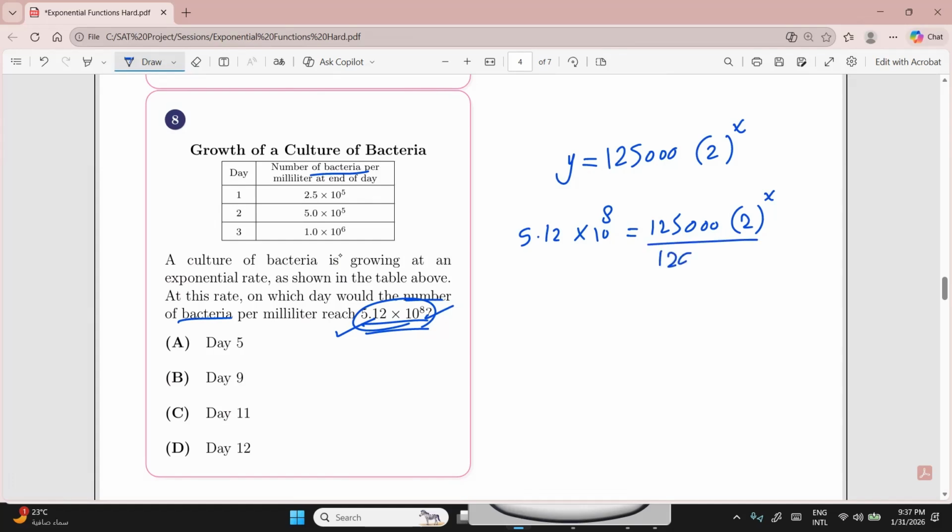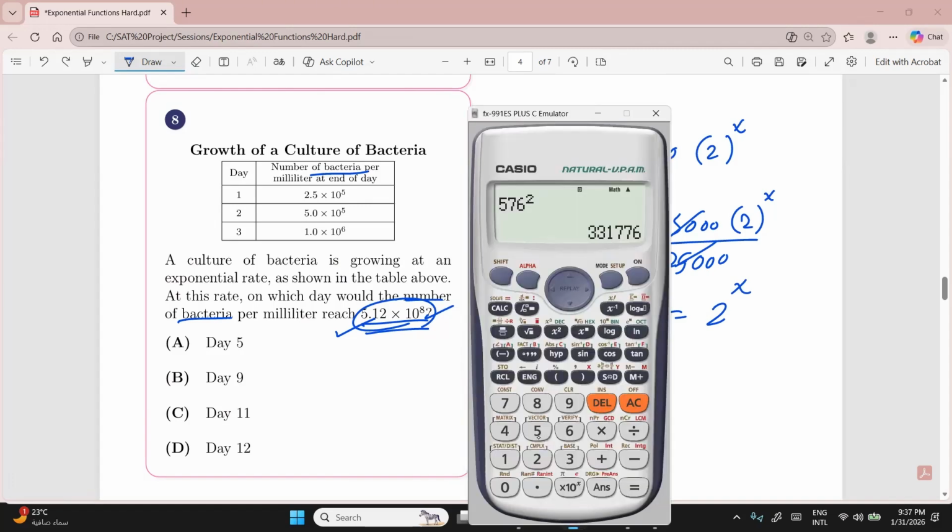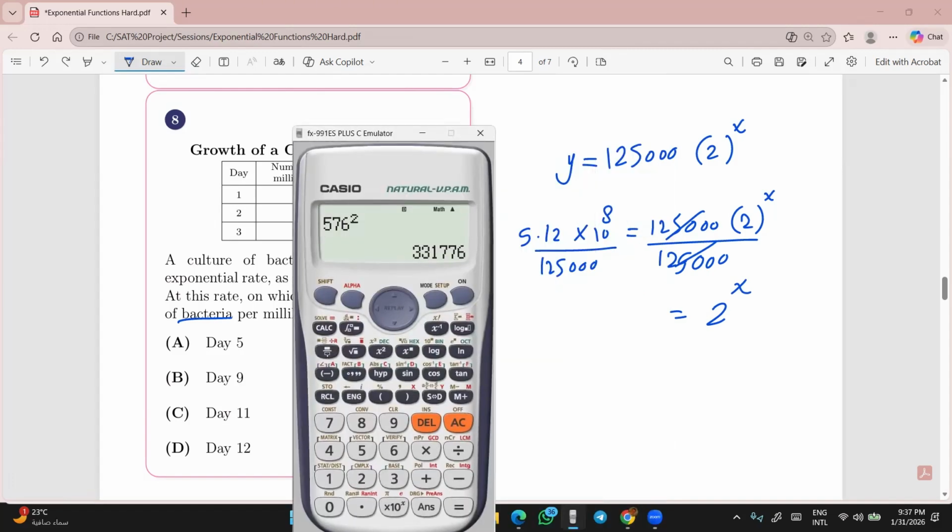Divide by 125,000 in both of these two sides, which gives us 2 to the x is equal to this number. This number can be written on the calculator. Just make a fraction bar: 5.12 times 10 to the 8th power over 125,000. And this is 4,096.